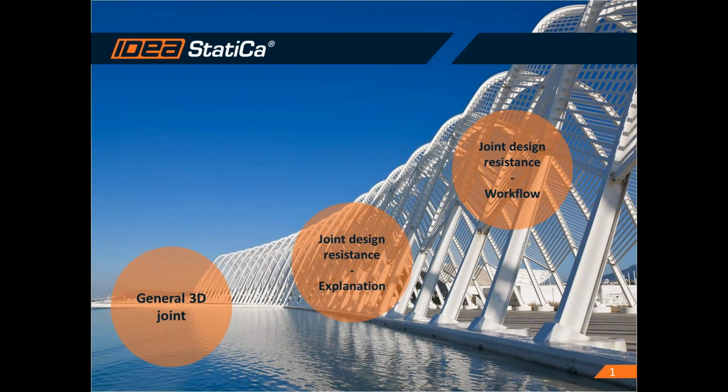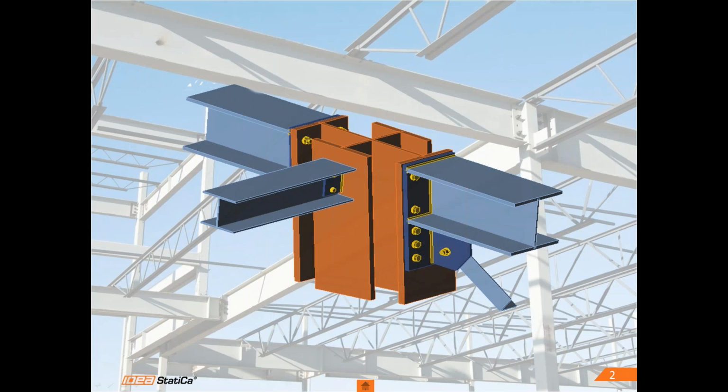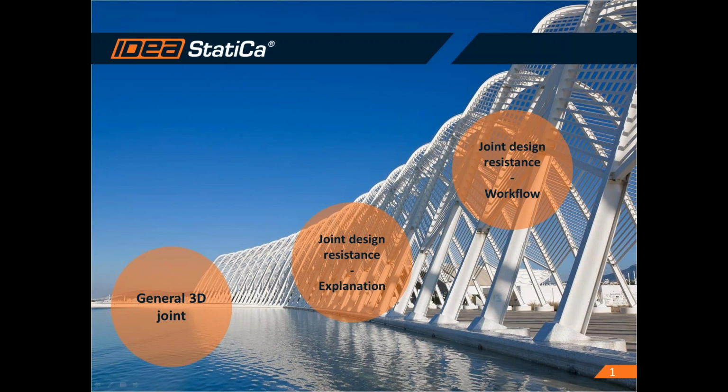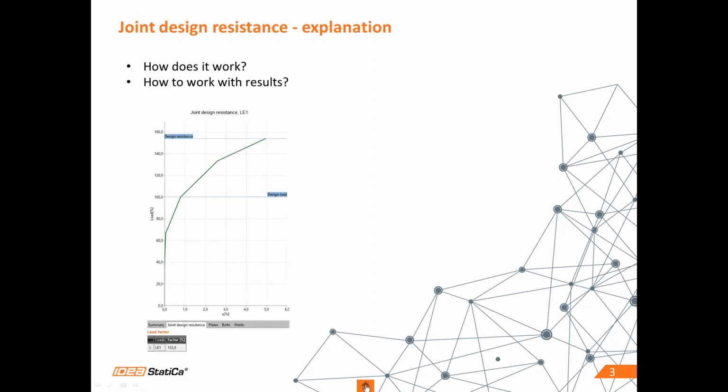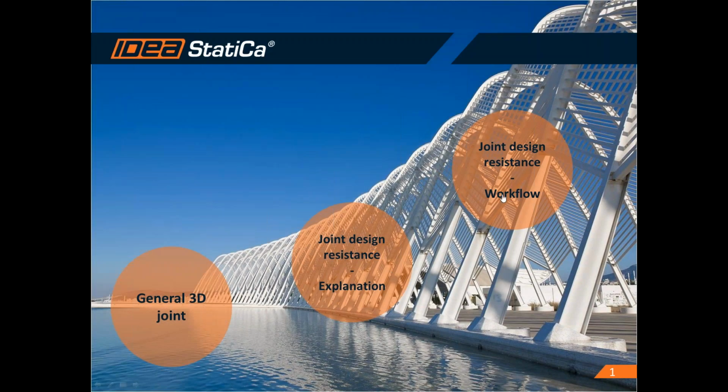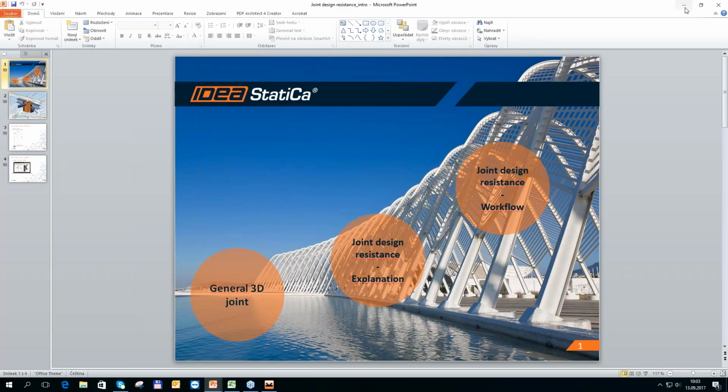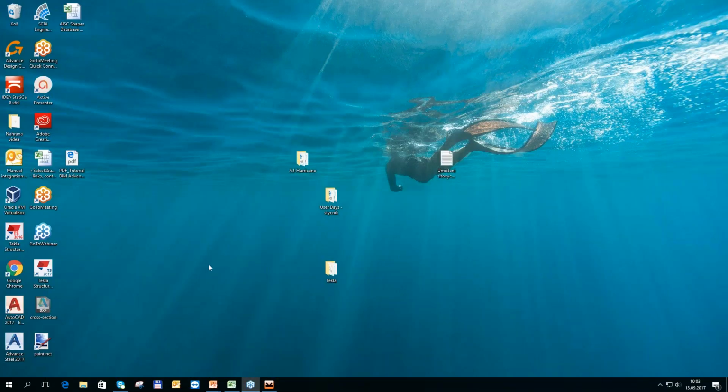At first, let me show you what we will do in the first part of our webinar. We will show you how to model a 3D general joint, like this one. After that, we will tell you how to use joint design resistance, how it works, and how to work with the results. And finally, we will show you the workflow in IDEA StatiCa for joint design resistance. So let's begin.